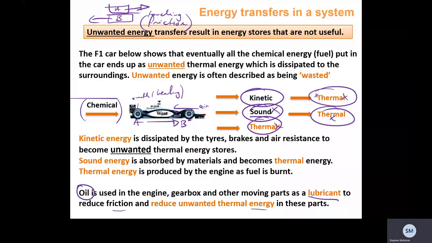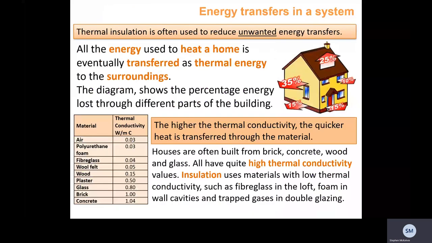So we can use lubrication to reduce unwanted energy transfers, and we can also use what's called insulation. Insulation is just about reducing the amount of energy that is transferred from our system into waste. All the energy used to heat a home is eventually transferred as thermal energy to the surroundings. There's no way of getting around that. However, what we can do is insulate the building to reduce the amount of energy that is wasted at one time.